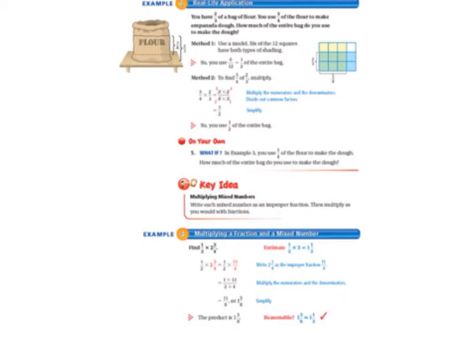Method 1, use a model. 6 of the 12 squares have both types of shading. So we made a quick model off to the side, where we shaded 3/4 and we shaded 2/3, and the overlapping squares are shaded green here. So you use 6/12, which equals 1/2 of the entire bag. Method 2, to find 3/4 of 2/3, we multiply. And so when we multiply the numerators and the denominators and we divide the common factors, we get 1/2. So we use 1/2 of the entire bag.